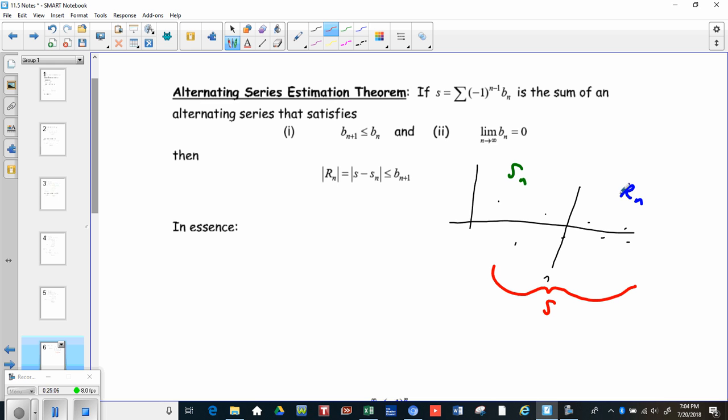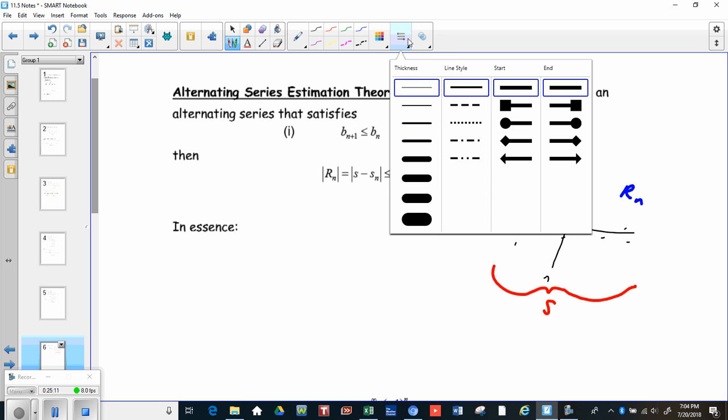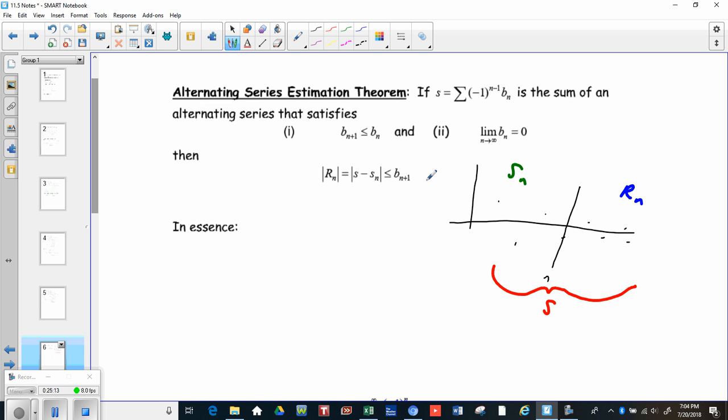That's the remainder. Well, this remainder, and this is the important piece, is less than or equal to the next term in the series all the time. This is the next term right here. This remainder is always going to be less than or equal to this term right here. See how everything gets smaller and smaller, closer and closer to 0? It will always be less than this next term. So that's what we're trying to say.